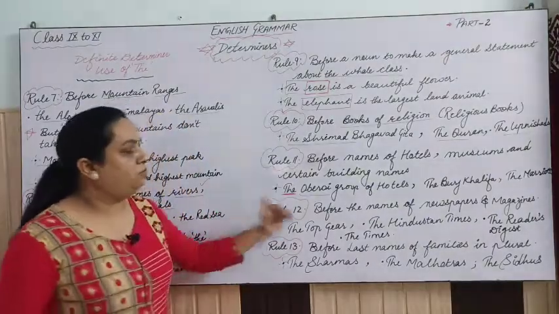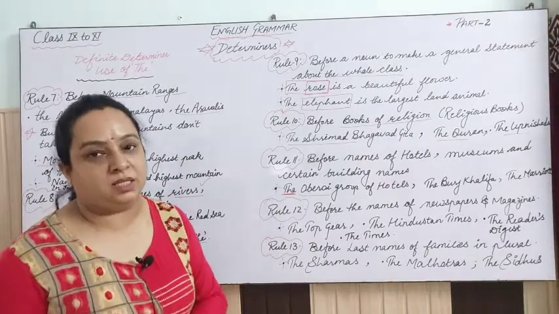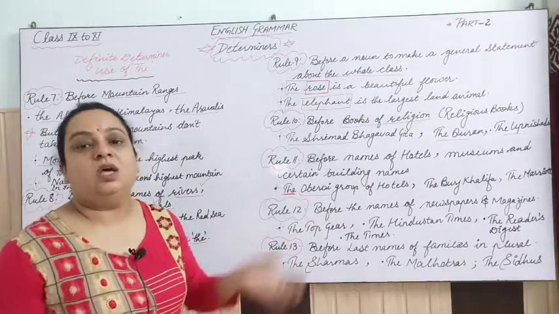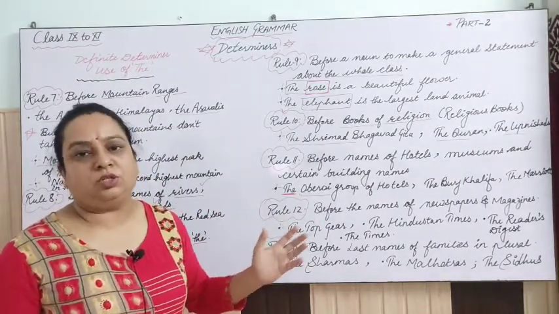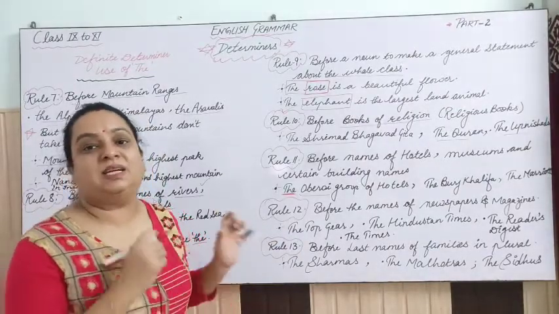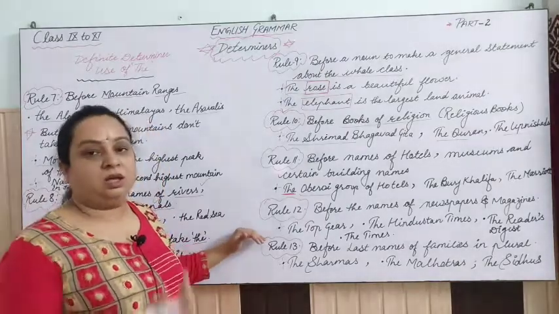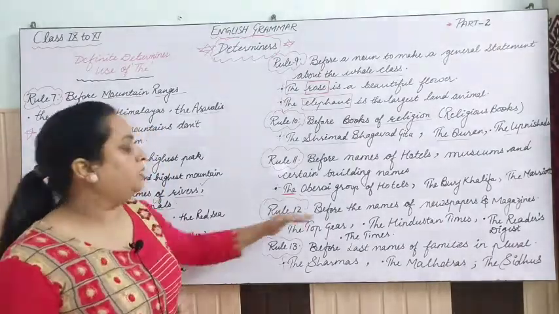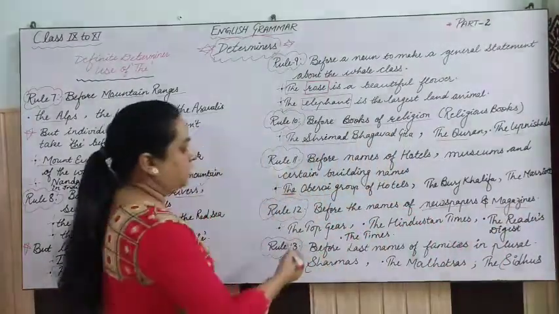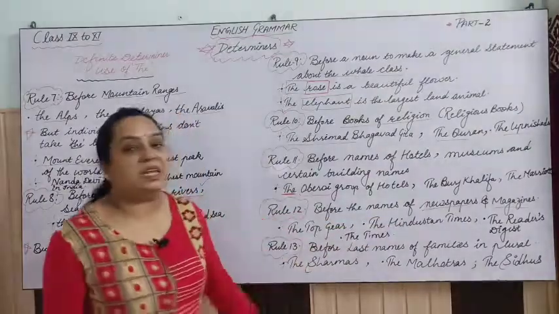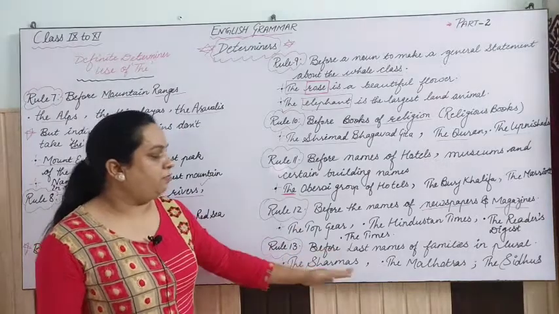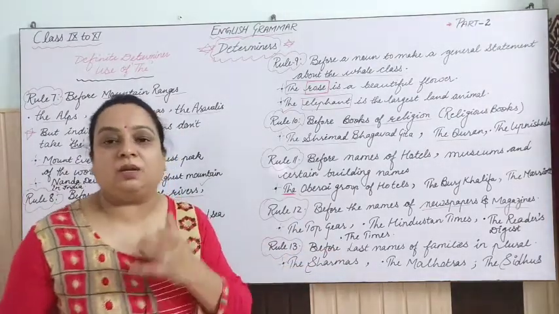Rule number 12 says before the names of the newspapers and magazines. That is quite important, and you know that when we do letter to editor, hundreds of times it has been told to you that whenever you have to write down the name of the newspaper, please attach the with that. So that is the same thing here: before the names of the newspapers and magazines, you have to use the. The Top Gear, the Hindustan Times, the Reader's Digest, the Times.